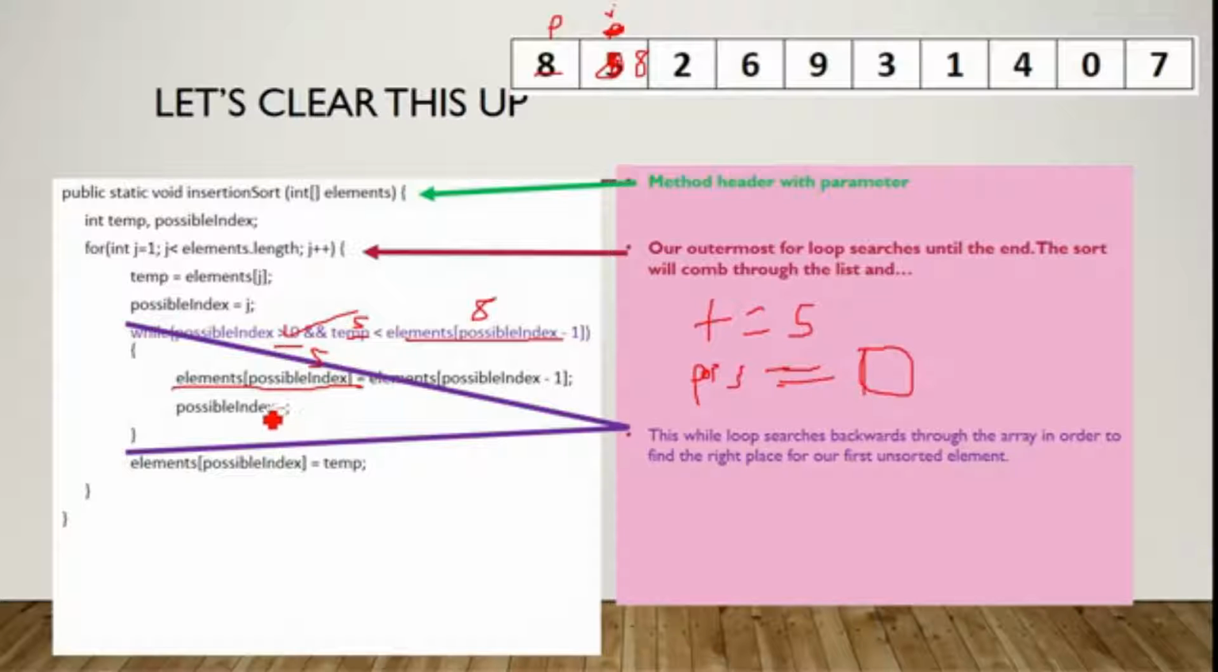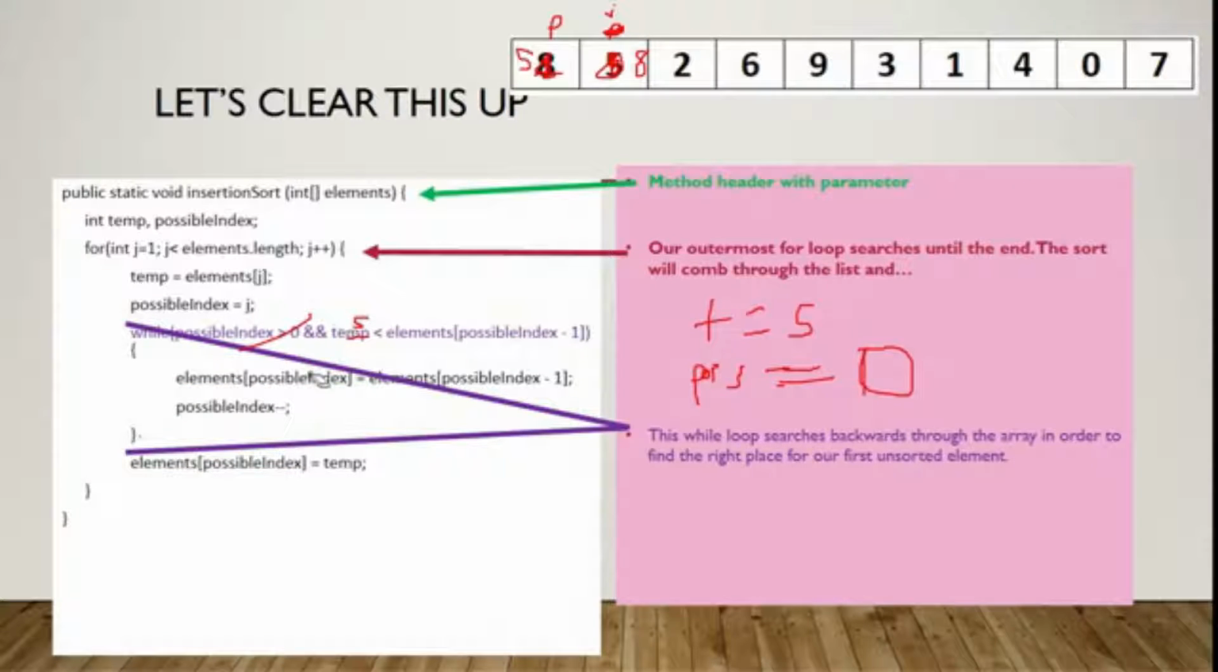Okay, so possible index is subtracted, we get to the end here, we check these again, you notice possible index is no longer greater than 0. So we're done with that. We go outside, and we say elements at possible index, which is 0, equals temp. So now, that's what temp was still for last time, right? We're holding one of the values that we're going to swap. Well, we're still able to do that. Changes this one into a 5. And now you'll notice that this part of the array is actually sorted, meaning our sorting has worked so far.